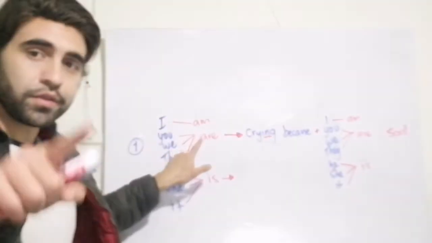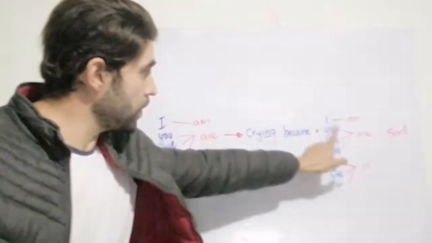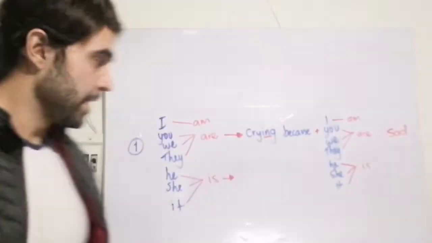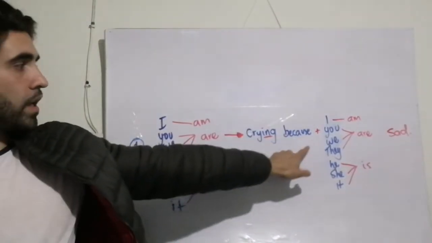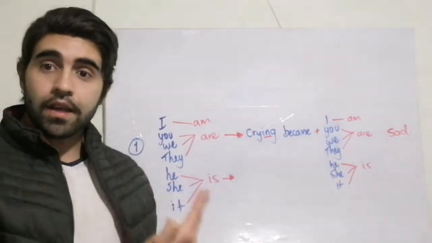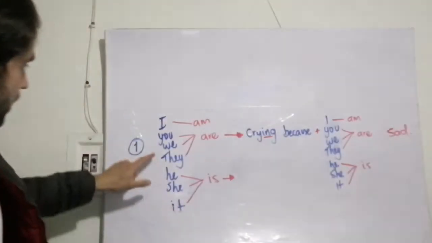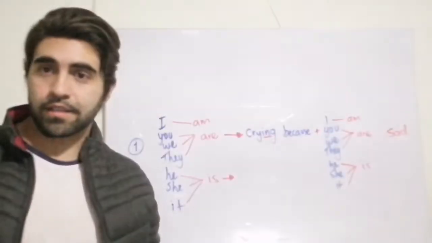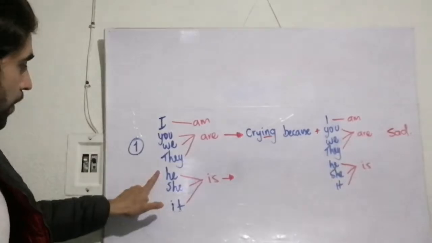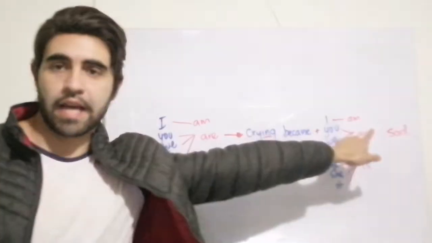So I say you are crying because you are sad. You see? We are crying because we are sad. They are crying because they are sad. Very easy. Now, he is crying because he is sad.